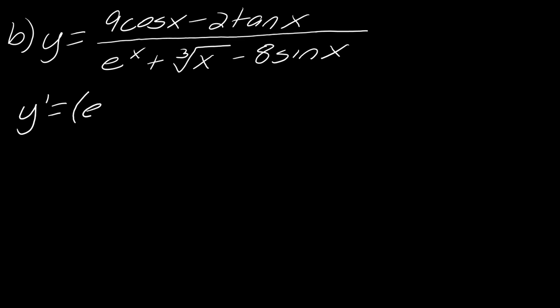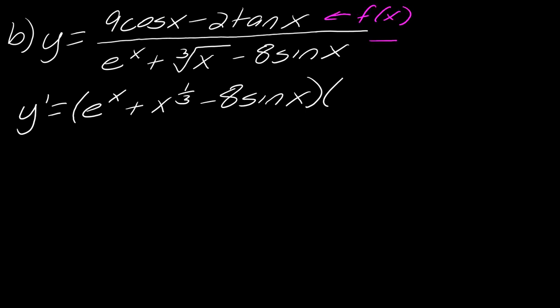So I know that I leave the bottom function alone, so I'm just going to rewrite it out, and this is going to get kind of big this time. And now I'm going to take the derivative of the top function, and just to be clear, this is going to be my f of x, this is going to be my g of x. Okay, so if I take the derivative, this is negative 9 sine of x minus 2 secant squared x.